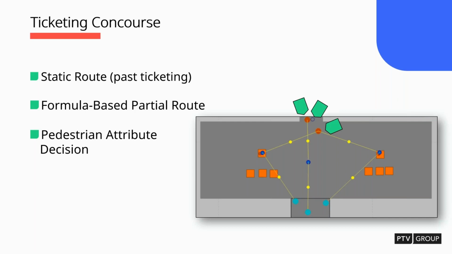a model where the pedestrians are actually assigned different airlines based on a random distribution. So in this case, we have a static vehicle route that goes through ticketing, and then we use a formula-based route to read that user-defined attribute called airline ID or something like that. And then based on that airline ID that the pedestrians are randomly assigned, it will automatically redistribute them to the correct desks that they need to go to. And we're going to assign that attribute ID with a pedestrian attribute decision.